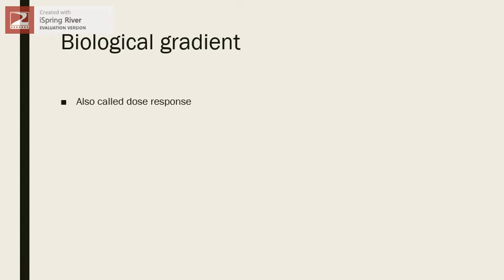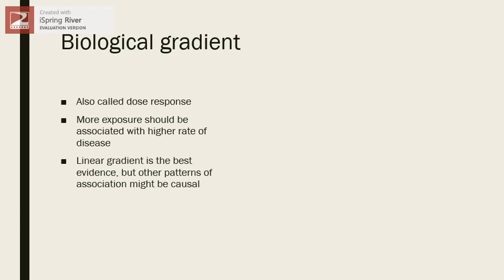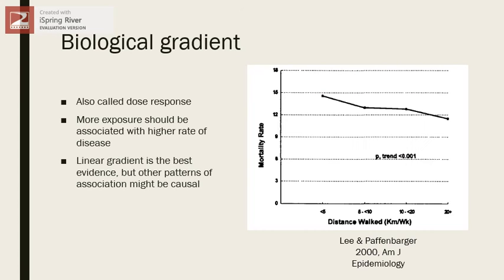Alright, the next causal criteria is called the biological gradient. Sometimes this is called a dose response as well. Those terms can be used interchangeably. This says that more exposure should be associated with a higher rate of disease if the relationship is causal. So the best evidence for causality is a linear gradient. So if you increase by X amount of exposure, you get X amount of more disease, and so on and so forth. So here's an example.